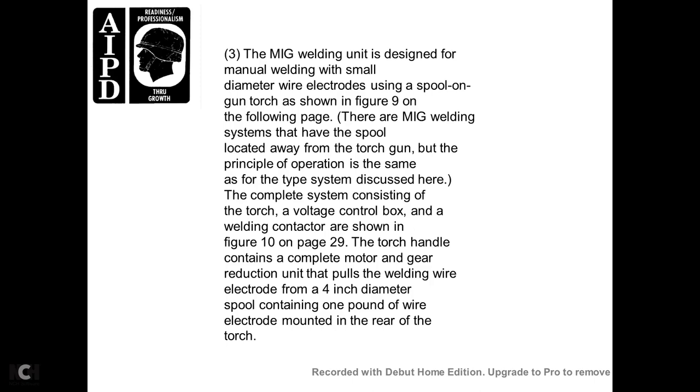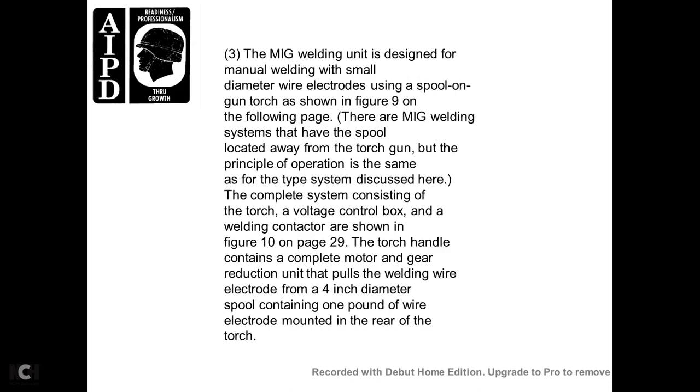The metal inert gas (MIG) welding unit is designed for manual welding with a small diameter wire electrode, using a spool on a gun torch, as shown in figure 9 on the following page of the MIG welding system. The power source is located away from the torch gun, but the principal operation is the same. For the type of system discussed here, the complete system consists of the torch, voltage control box, and a welding contactor, shown in figure 10 on page 29.